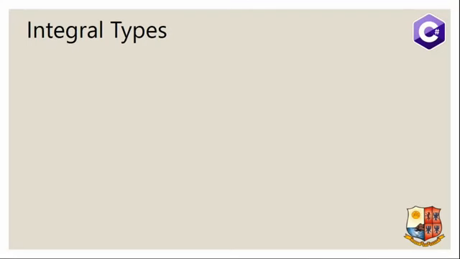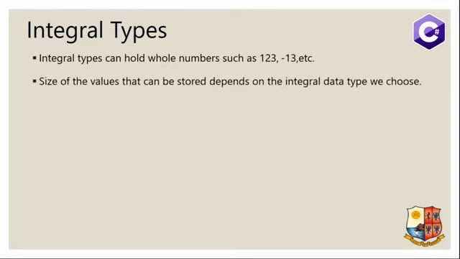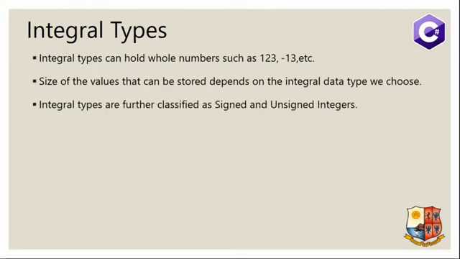Integral types or integer based types. They can hold whole numbers such as 1, 2, 3, minus 1, 3, etc. Now, the size depends on the integral type we choose. Okay, this is very important, guys. There are two types of integral types. Okay, signed and unsigned. I wanted to remember this very clearly.